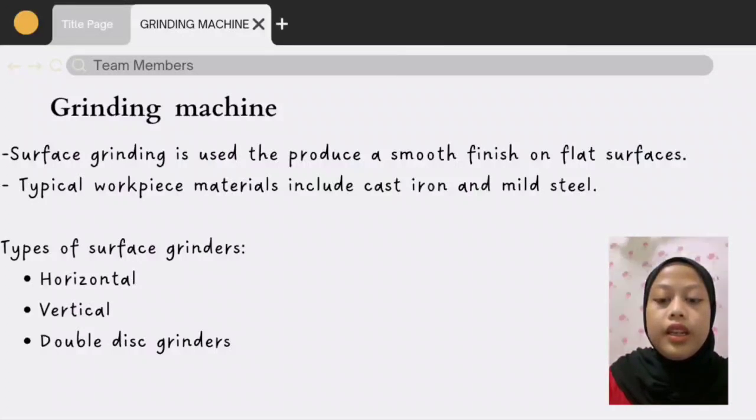Surface grinding is the most common of the grinding operations. Typical workpiece materials include cast iron and mild steel. There are three types of surface grinder. First, horizontal. Second, vertical. Third, double disc grinder.